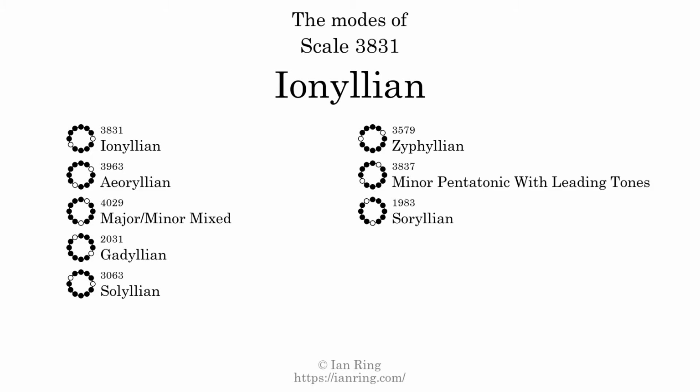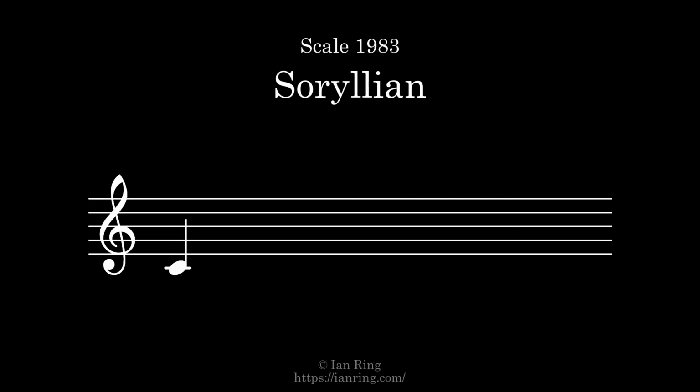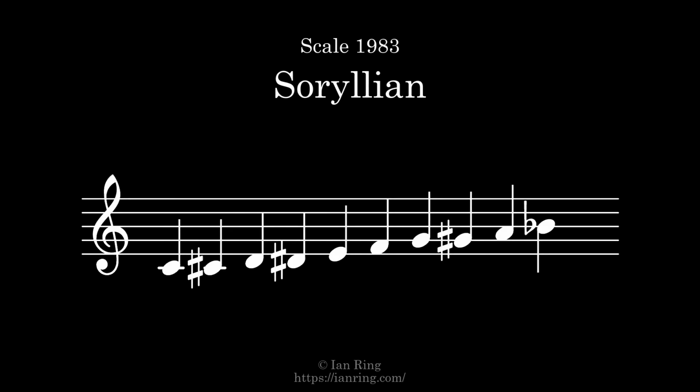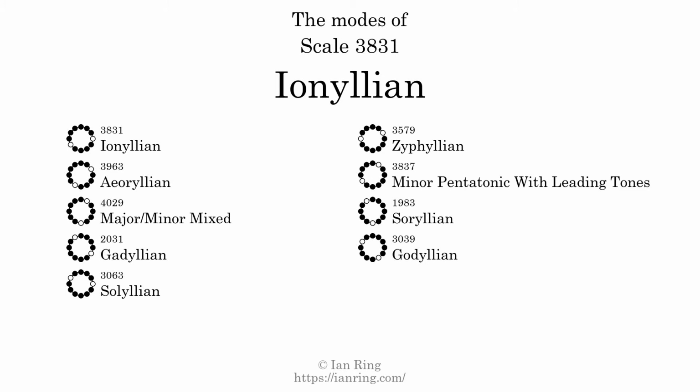The eighth mode is scale 1983, also known as Ionyllian. It sounds like this. The ninth mode is scale 3039, also known as Ionyllian. It sounds like this.